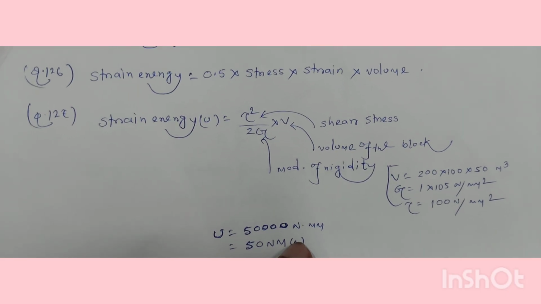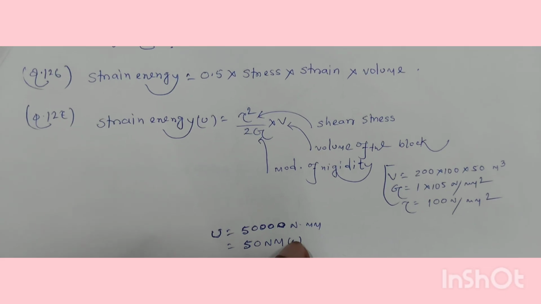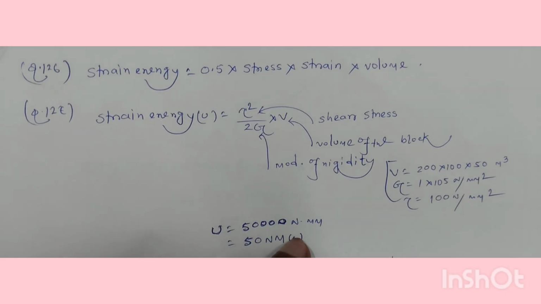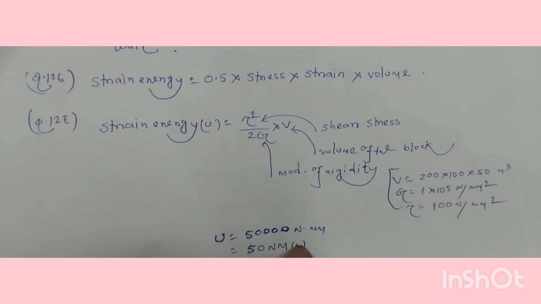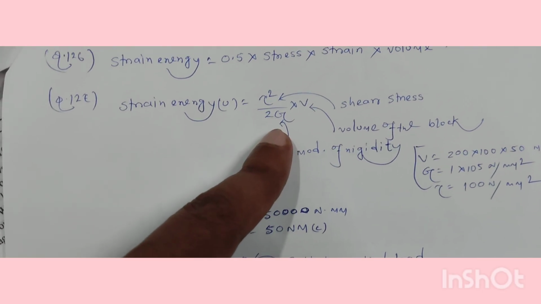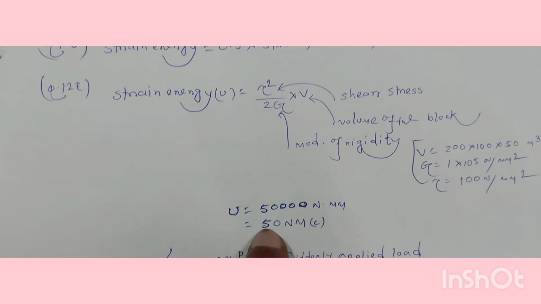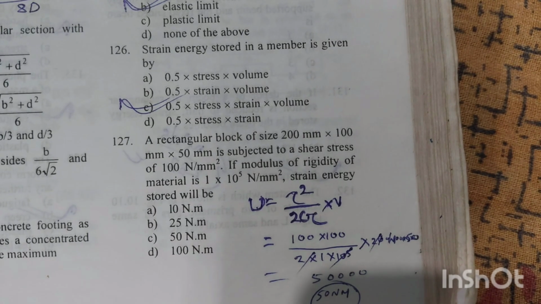So volume of the block will be length into breadth into height. So volume will be equal to 200 into 100 into 50 mm3, and the value of G and tau is given in the question. So if we put all the values in this equation of strain energy, we will get strain energy U equal to 5000 Newton millimeter or 50 Newton meter. Option C is right answer.